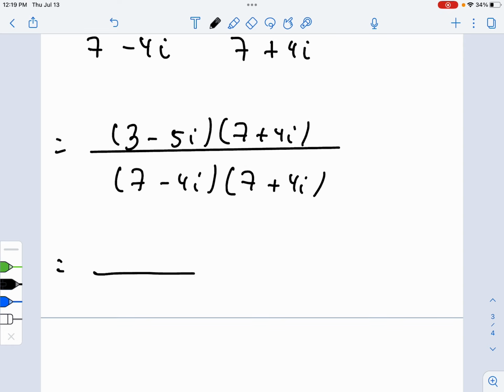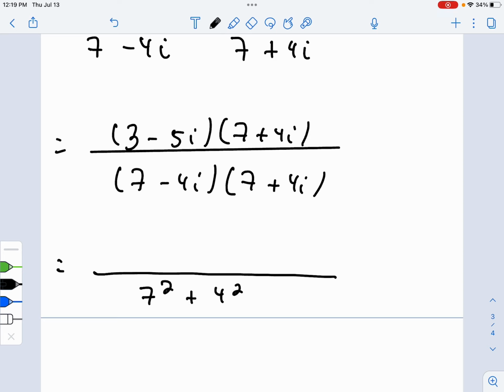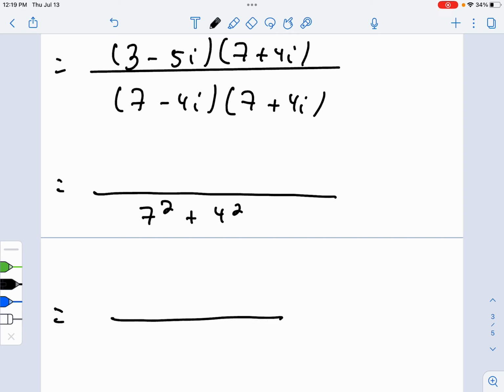Now for the denominator, you could technically FOIL this out to find the result, and then add all those like terms up. However, that's not necessary. The result after you FOIL is always equal to the square of the first plus the square of the second number. That always will occur, so you don't need to FOIL. So 7 squared plus 4 squared gives me 49 plus 16, which is 65.